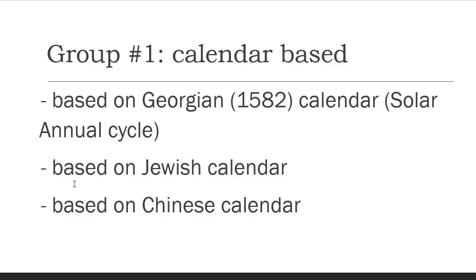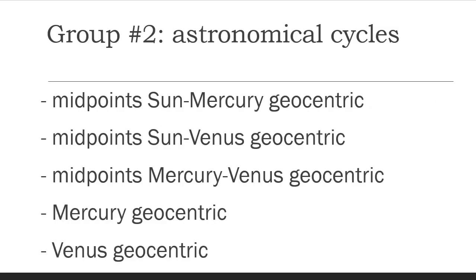Also, we can use some other calendars like the Jewish calendar or Chinese calendar. I will show you how to calculate annual cycles based on all these calendars. Another group of astronomical cycles is based on planetary combinations. For example, we can calculate the midpoint between Sun and Mercury and use this midpoint to calculate annual cycles.